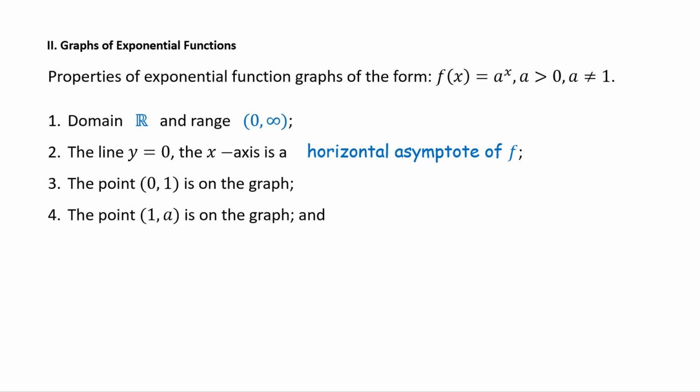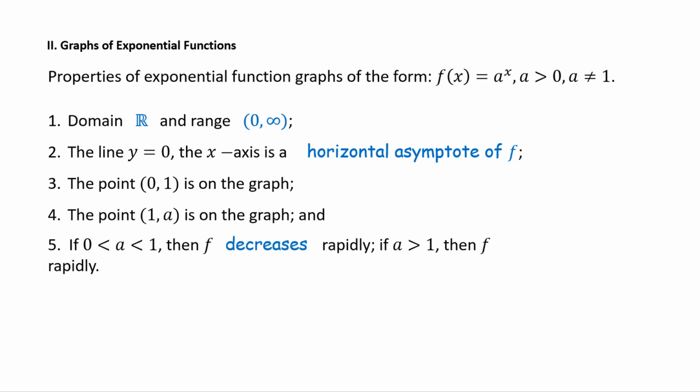Next characteristic. 3. The point 0, 1 is on the graph. 4. The point 1, a, is on the graph. Notice that's the base, so for y equals 2 to the x, 1, 2 is on the graph. And if a, the base, is between 0 and 1, then f, the exponential function, decreases rapidly. And if a, the base, is greater than 1, then f, the exponential function, increases rapidly.